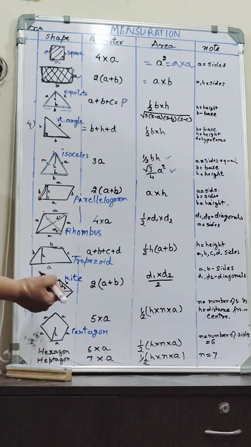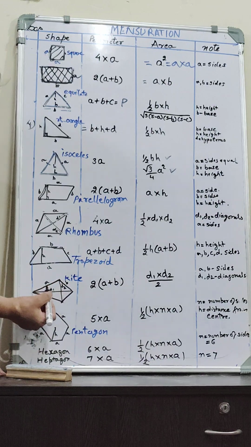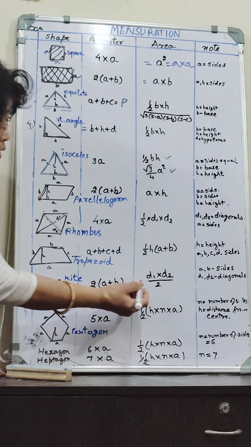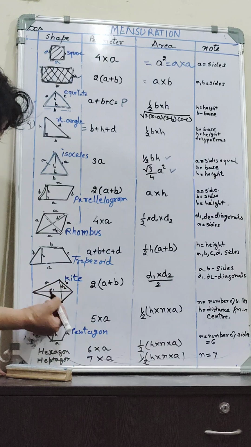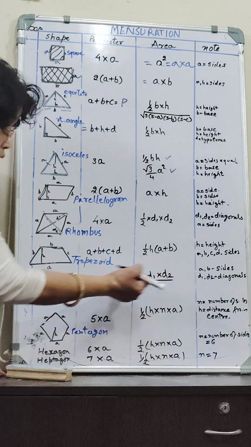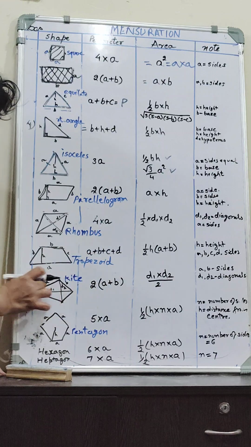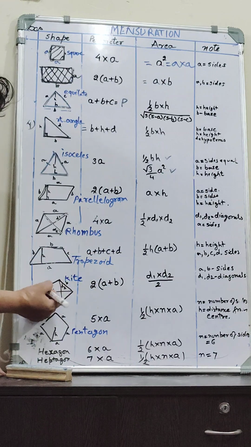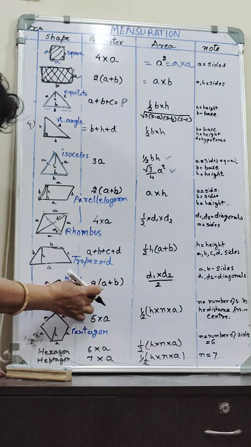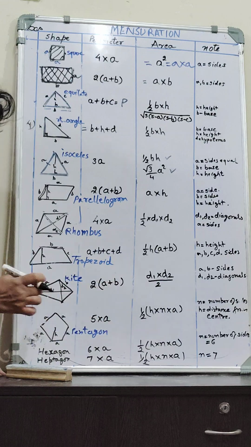Now for a kite shape. If it is a kite shape, we must have the two diagonals D1 and D2. This must be multiplied and divided by 2. It becomes the area of this kite. What about the perimeter, the boundary? It is twice (A plus B).